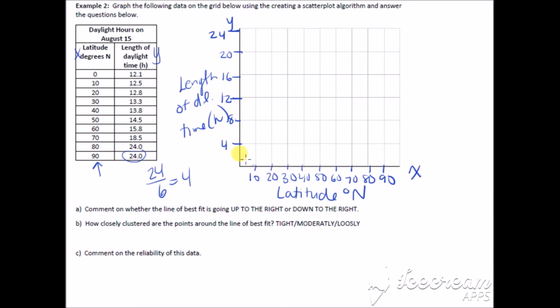Okay, 0 and 12.1, 10 and 12.5, 20 and 12.8, 13.3, 13.8, 14.5, 15.8, 18.5, and then we have 24 and 24.